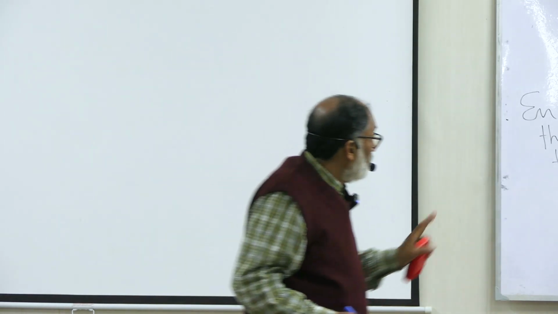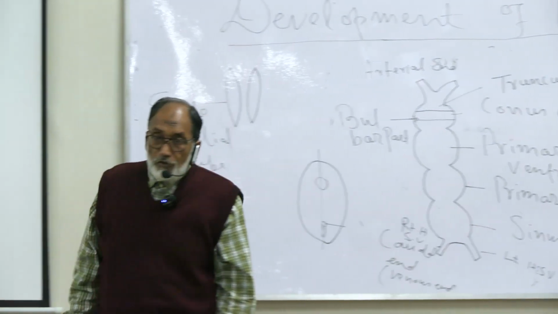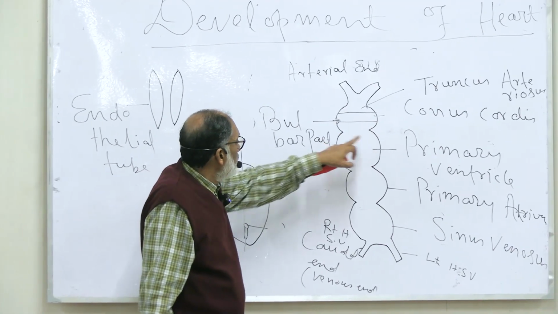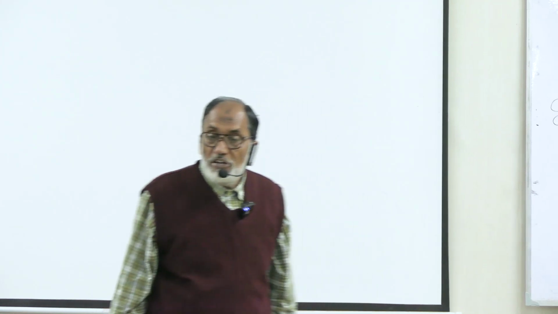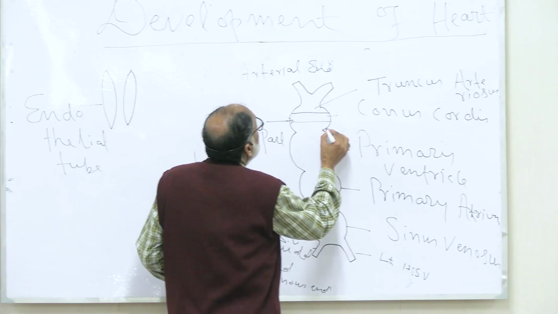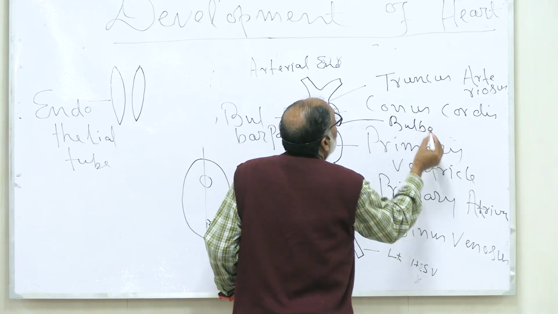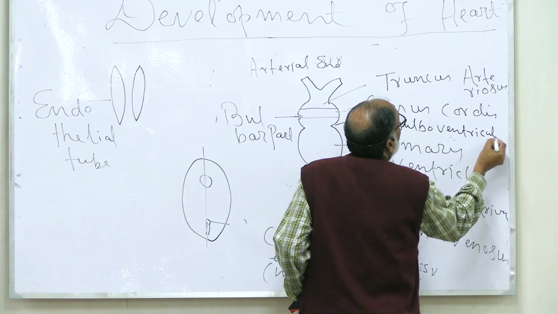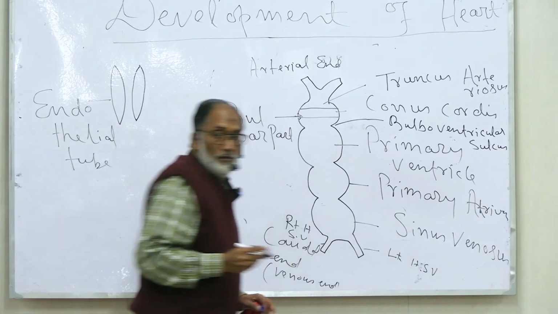Right? Now, you know the primary ventricle. Between the primary ventricle and bulbus cordis, externally this sulcus is known as the bulboventricular sulcus. Right?